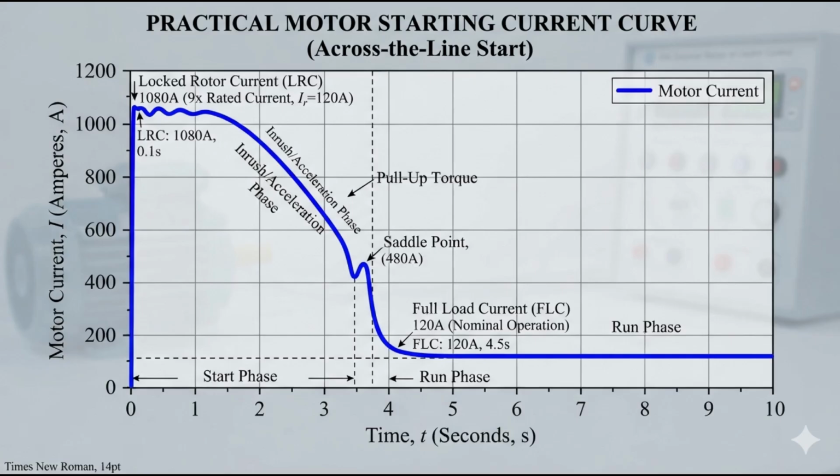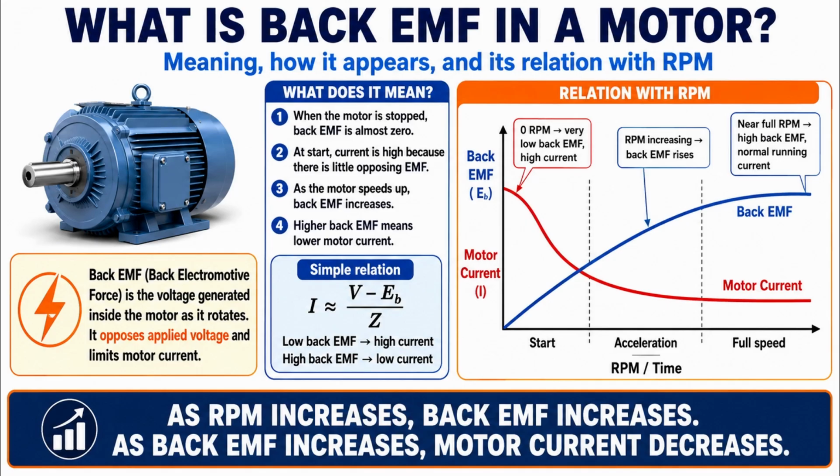So the next question is, what is changing inside the motor as RPM increases, and why does that cause the current to come down? That brings us to the relationship between motor speed and back EMF. Now let's look at why the current starts to come down as the motor speeds up. At the moment of starting, the rotor is stationary, so the motor has very little opposing electromagnetic effect. Because of that, the current is very high.